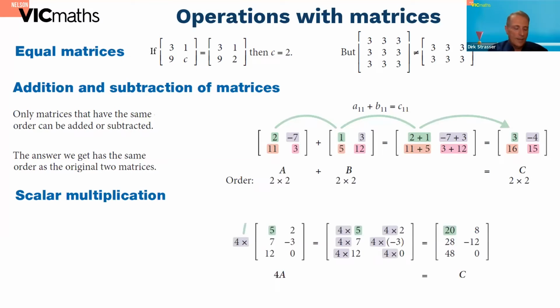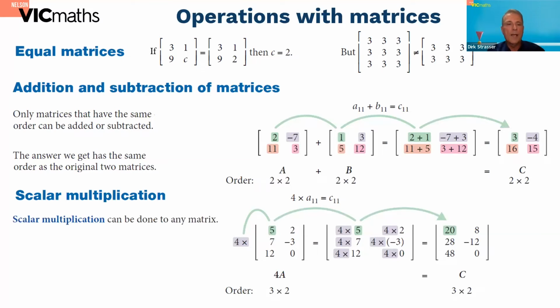Scalar multiplication is the other thing I just want to quickly mention. Scalar, which is one of those terms that sometimes throws students, is just the term that we use for a number when it's not inside a matrix, just to distinguish. So if you're multiplying a matrix by a number, then you multiply each element in that matrix by that number. And you can see that they're all 3 by 2s. So scalar multiplication can be done with any matrix, and the answer you get is the same order as the original matrix.